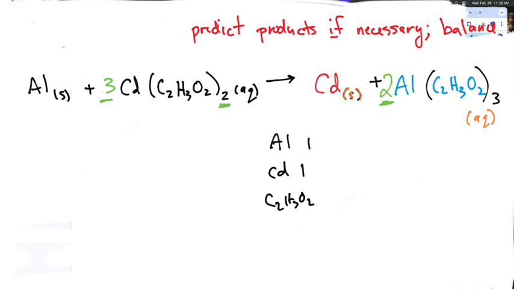how many aluminums? 1 and 2. How do we fix? The one on the left needs to become a 2. How many cadmiums on the left? 3. How many cadmiums on the right? 1. So what do we do? Put a 3. How many acetates? 6 and 6. I changed coefficients, so what should I do? We would check it again, and we find out that hopefully it balanced.